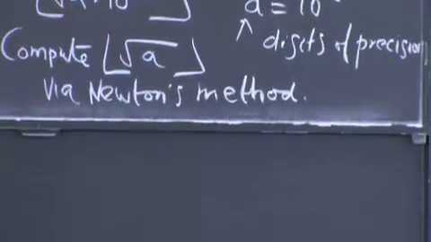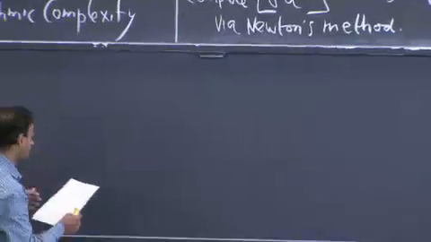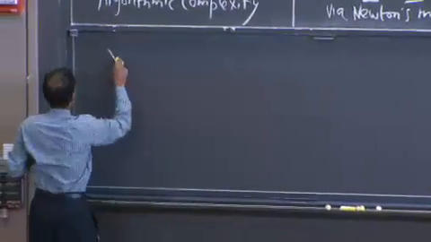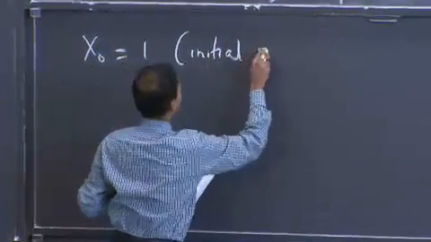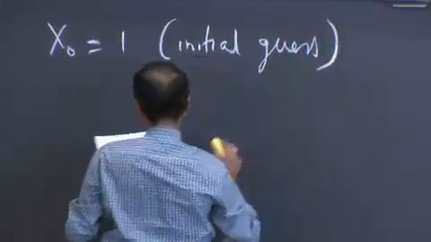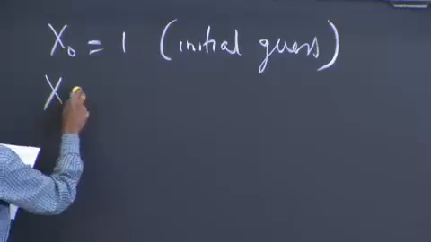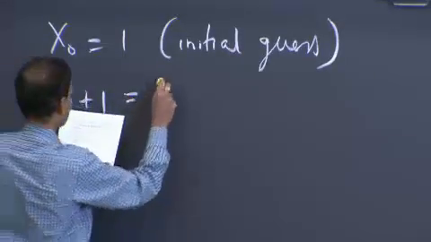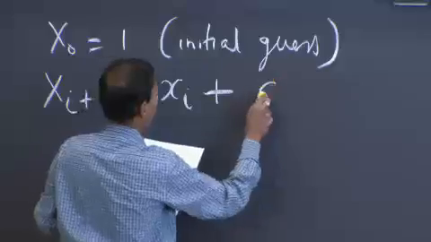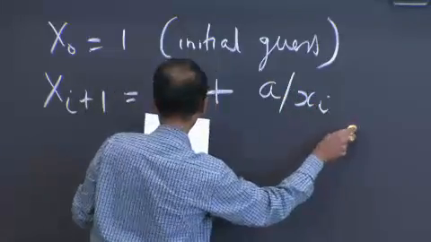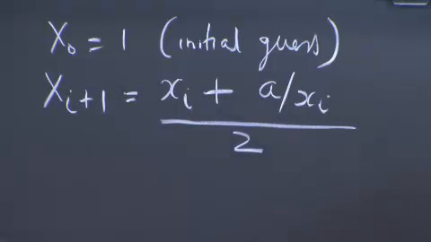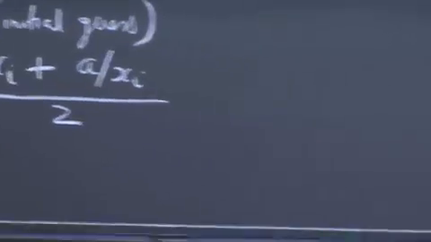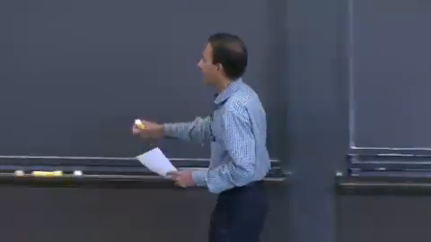And the way Newton's method works is you go through an iteration. You start with x0 being 1, which is your initial guess, and compute x_{i+1} equals (x_i plus a divided by x_i) over 2. And as you can see, this requires division because we're computing a divided by x_i. That's the outer Newton iteration.